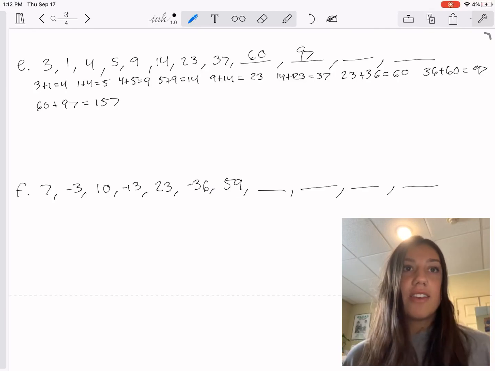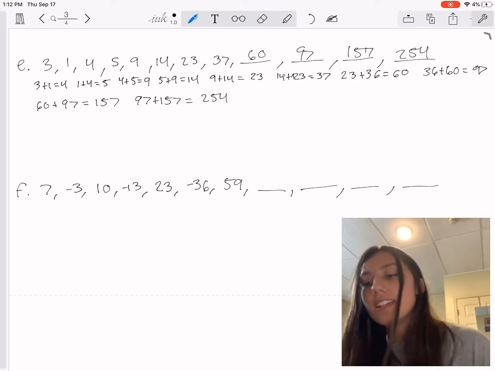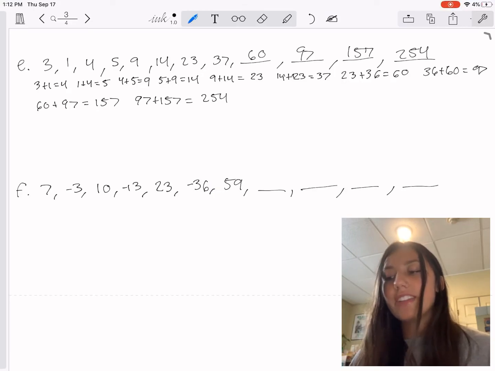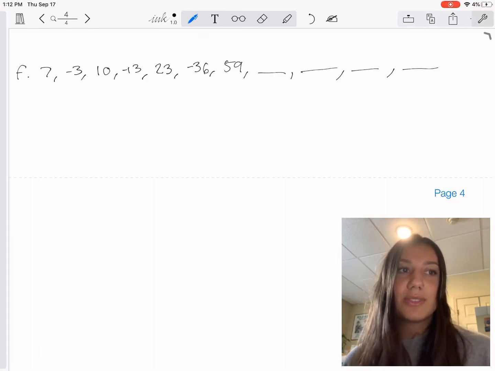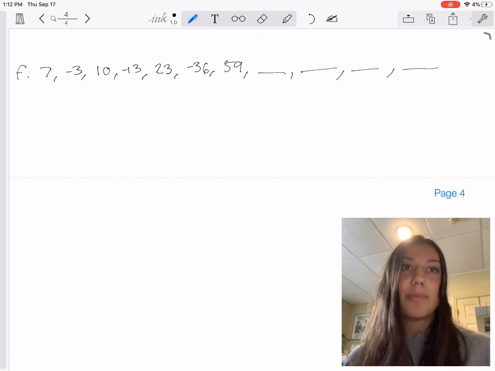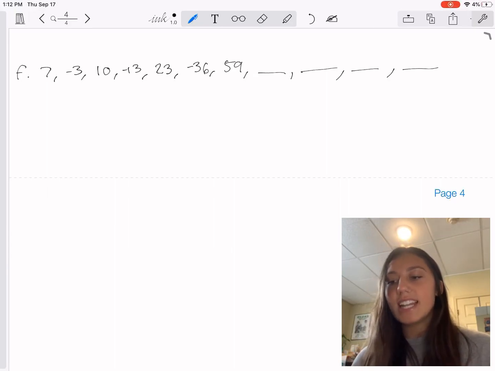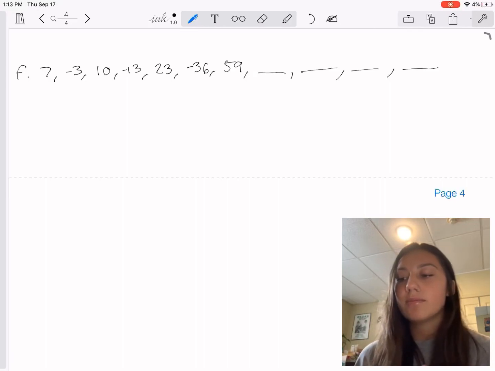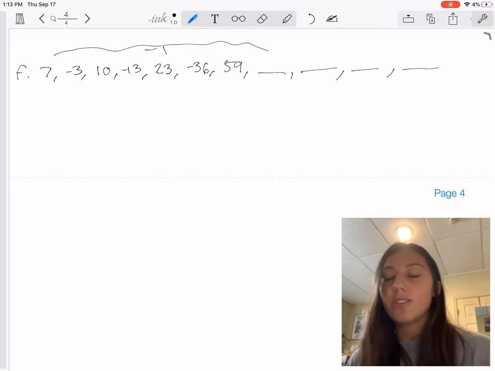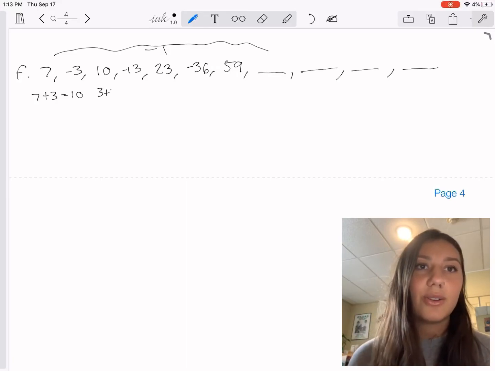And then for letter F, I again tried to find the differences and I couldn't find a difference. It's weird, it's going positive, negative. So I just decided to get rid of the negatives for this one at first. I don't know if you're allowed to do that, but it helped me. So I acted like all the numbers were positive, and I did it like a math problem again, like the previous one. So 7 plus 3 is 10, and then 3 plus 10 is 13. Basically, I just took the negatives out of the equation.